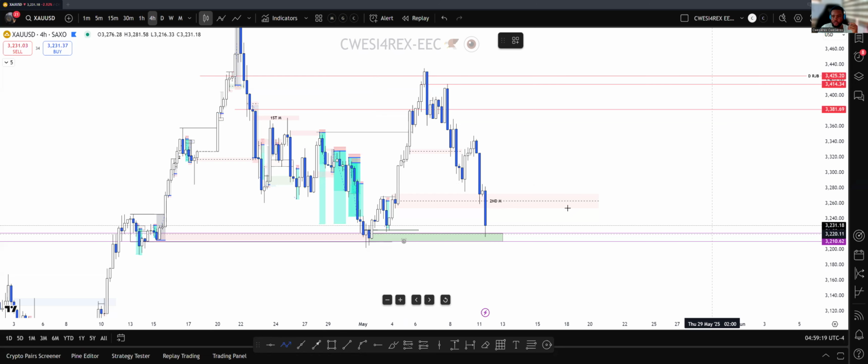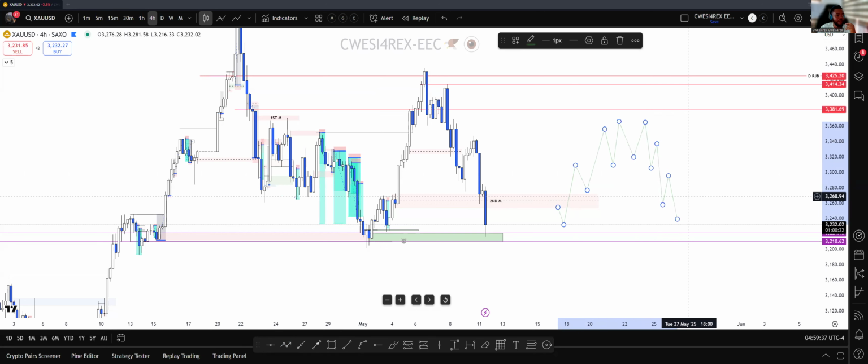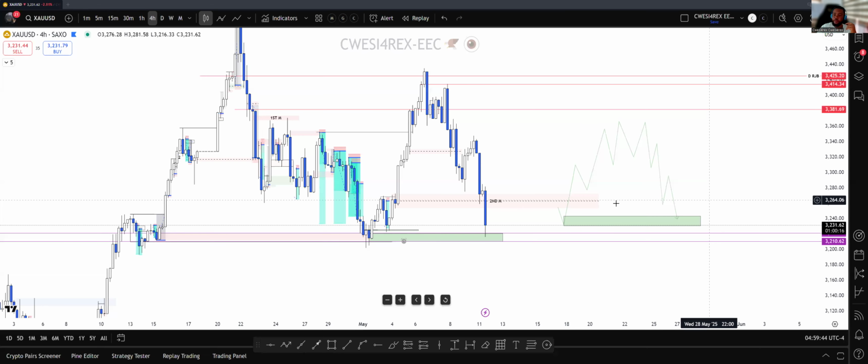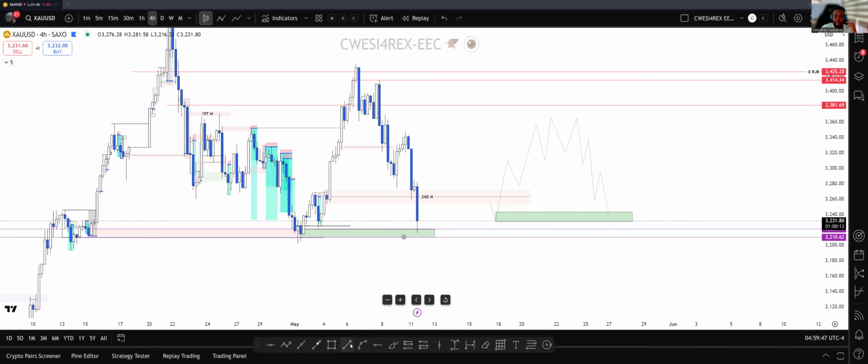So let's assume that we have this over here. Then price comes all the way to mitigate a level over here. Price comes to mitigate a buy zone over here. Now the target is this high over here. This is where the target is.